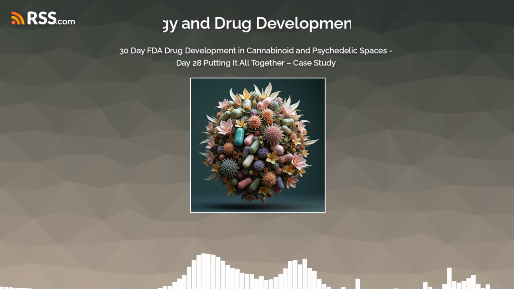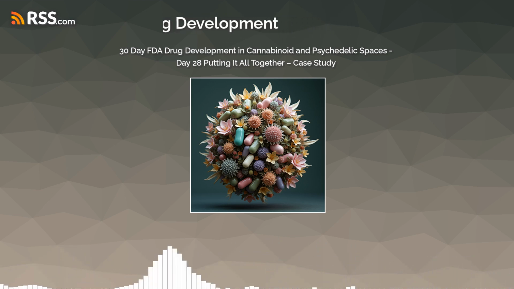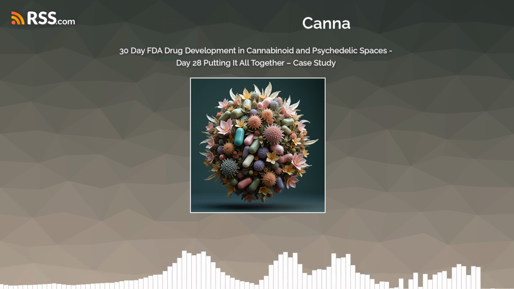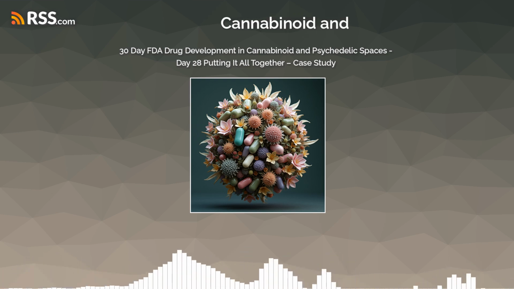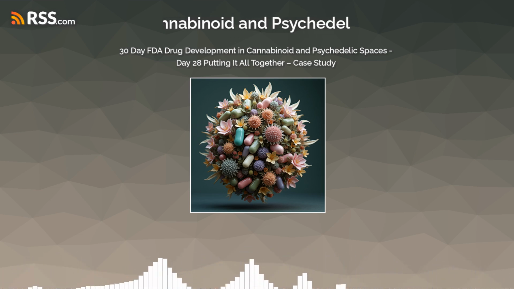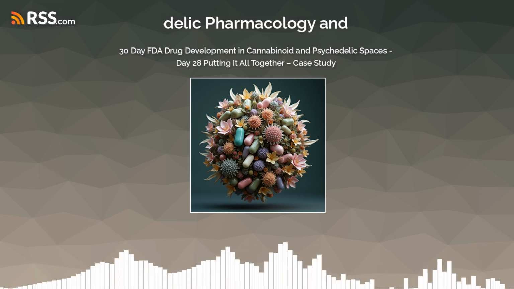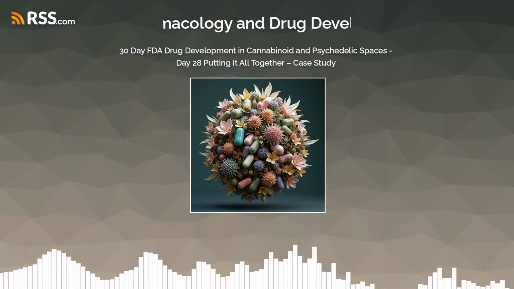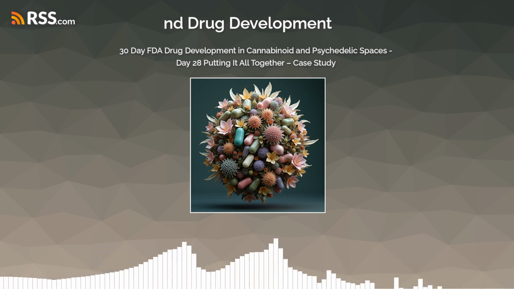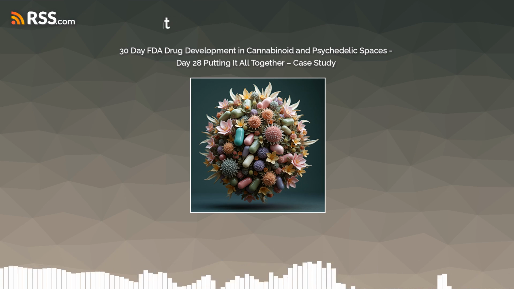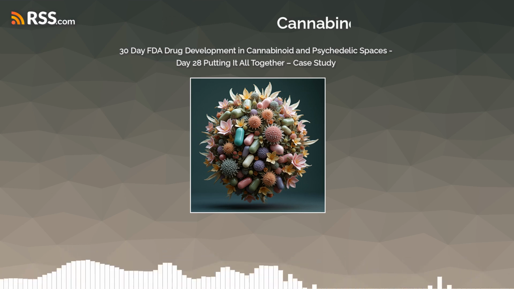Yeah, the QBD approach is really all about building quality into the product from the very beginning. So rather than testing for it later, it's a very proactive approach that aligns with the FDA and ICH guidelines. So instead of just throwing ingredients together and hoping for the best, we're really strategically designing quality into each step of the process, from the initial concept to the final product.